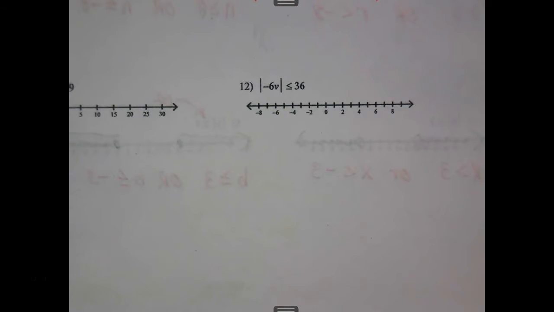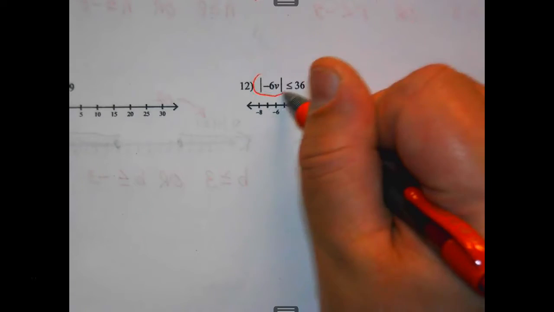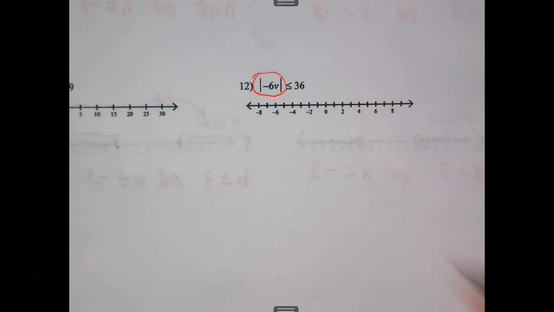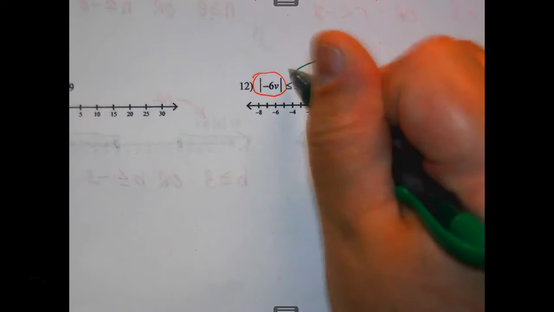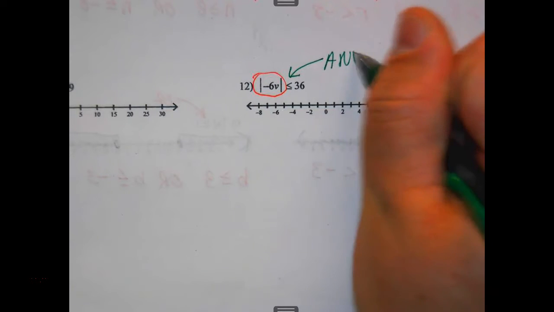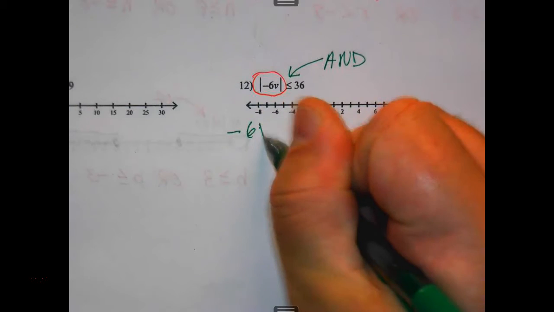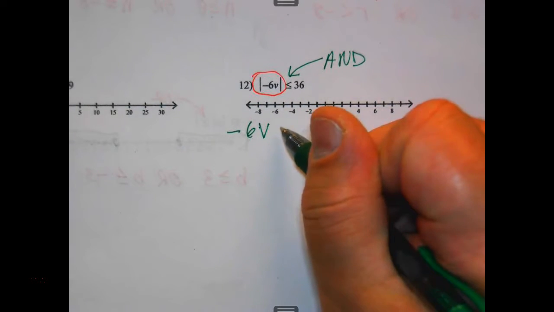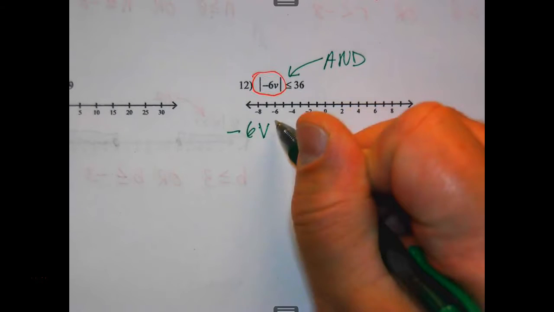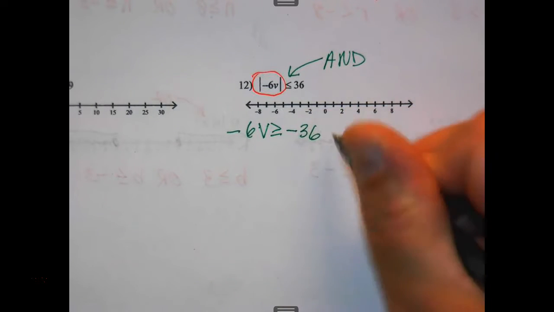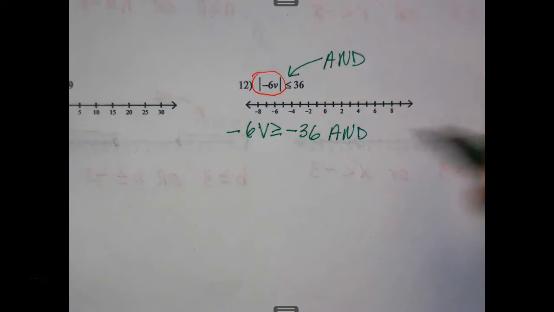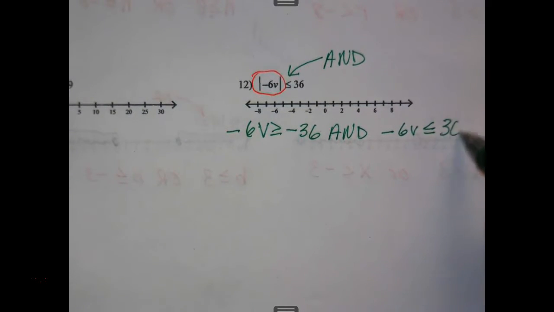Okay, let's do number 12. My absolute value is by itself. So I'm going to split it up. This is a less than problem, so it's an and. So I have -6v, I'm going to put my negative over here. So I'm going to flip my sign. And -6v less than or equal to +36.